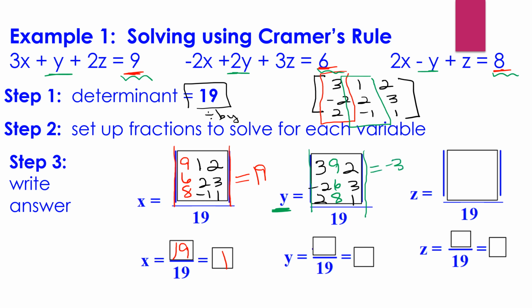This should equal -38. When I take the determinant of the y matrix divided by the determinant of the original, I get a value of -2. All right, hopefully you're seeing the pattern and how this is going to work. So in our last set, solving for z, I need the coefficients of z. Those are in the last column, 2, 3, 1. I'm going to replace 2, 3, 1 with 9, 6, 8, each of their respective constant values.